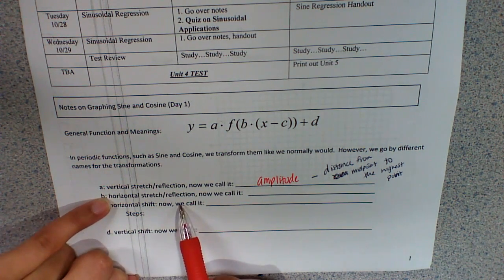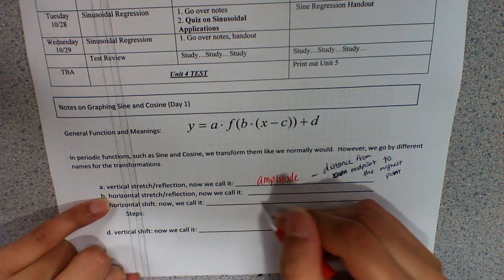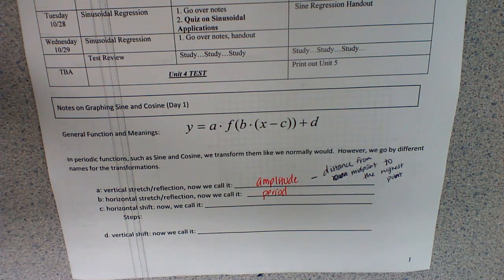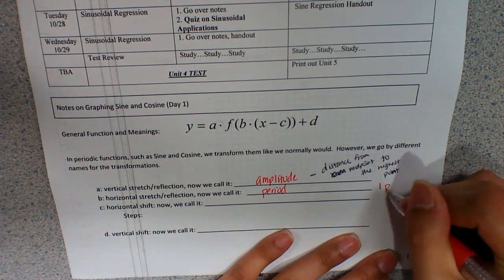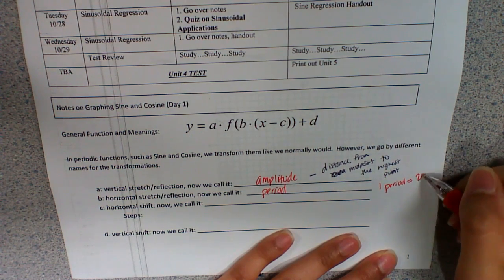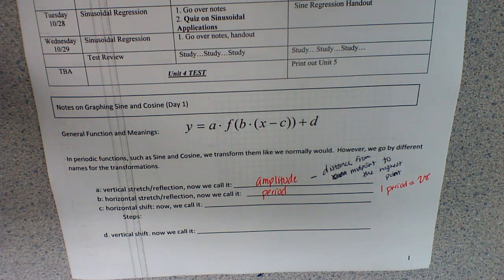Horizontal stretch and shrink and reflection we now call the period. Now we did talk about this in unit 3. We talked about period a little bit, and hopefully if you remember, one period normally, if nothing has changed, is 2 pi. Now what that means is it takes 2 pi units to complete one entire revolution around the unit circle. And after 2 pi, after one revolution, everything just starts to repeat.